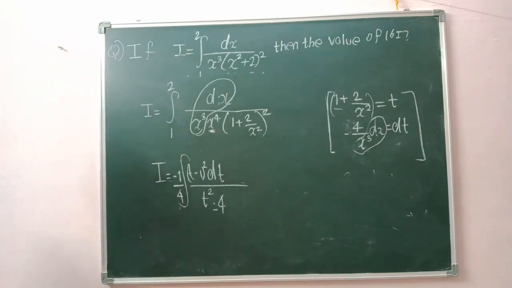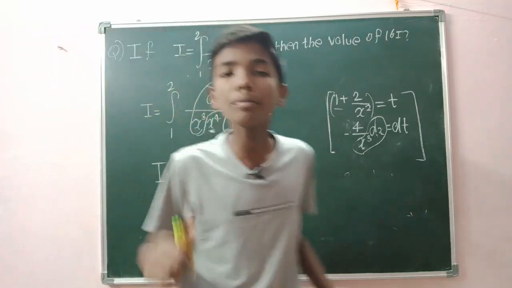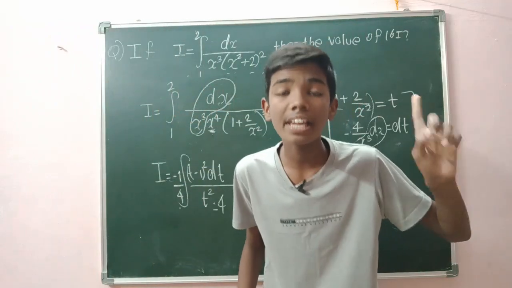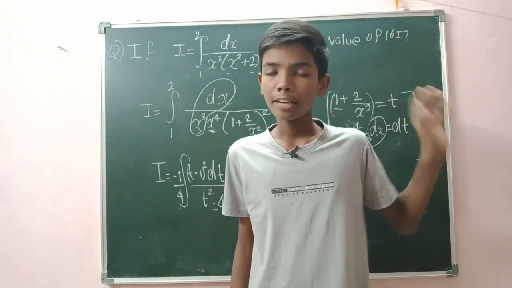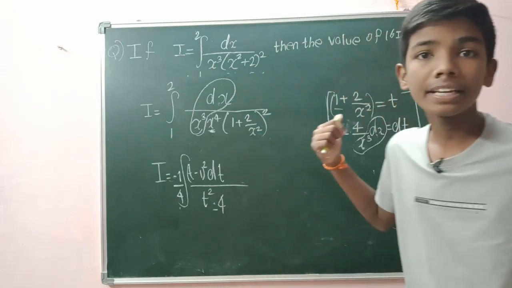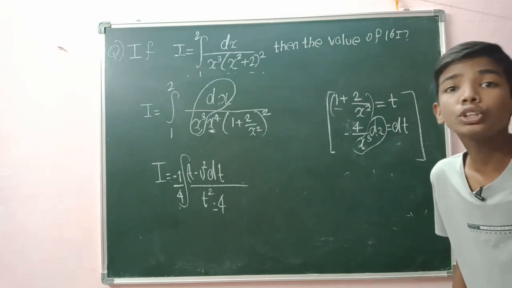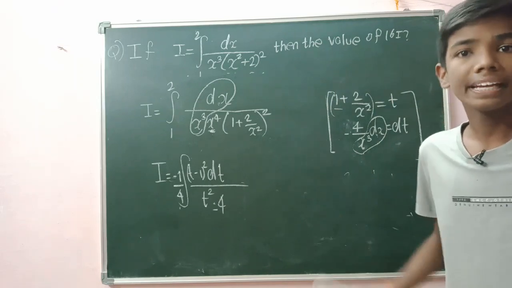And now I can think very carefully. What will be the limits? Think carefully and say, will the limits be the same as 1 to 2? Never ever commit this mistake. It won't be 1 to 2, but rather, whenever you use substitution, the limits must change according to the substitution that you are using in the particular integral.